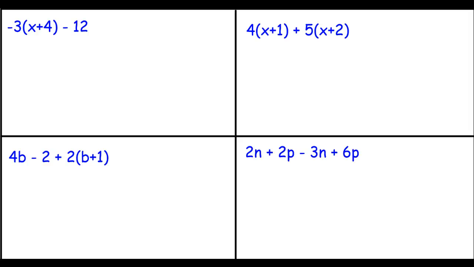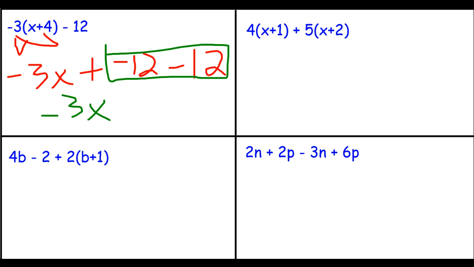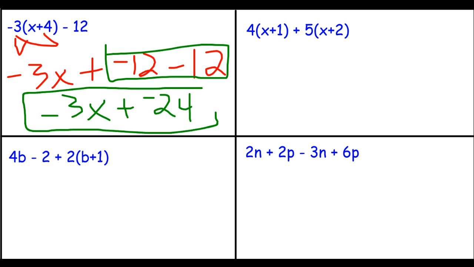So for the first one in the top left, again, we have to use the distributive property first. So that's negative 3x plus negative 12 minus 12. And now there are no other x terms, so the x term is what it is. But now we have negative 12 minus 12, and negative 12 minus 12 is negative 24. I'll write it as plus negative 3x plus negative 24, or negative 3x minus 24. Those are the answers that you're looking for there.